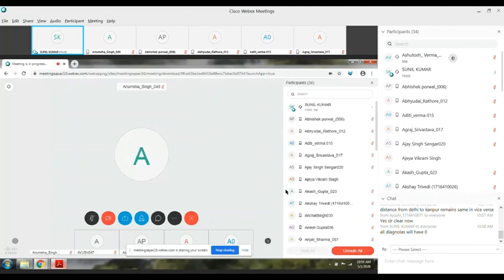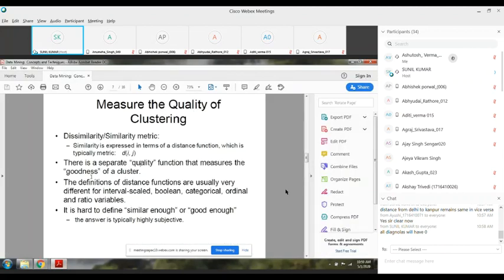There is a separate quality function that measures the goodness of a cluster. The definitions of distance functions are usually very different for interval-scale, Boolean, categorical, ordinal, and ratio variables. So if we talk about distance functions, it is different. It is not the case that one statement is applicable at all places. It is hard to define similar enough or good enough.